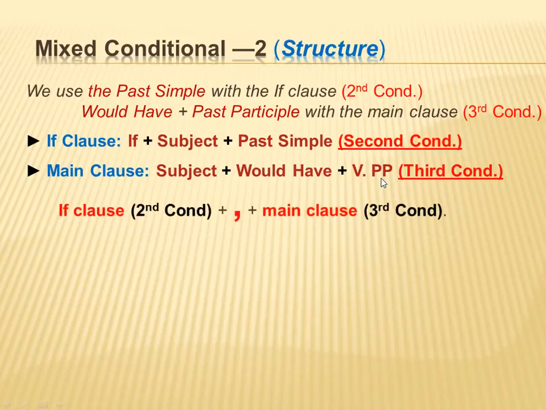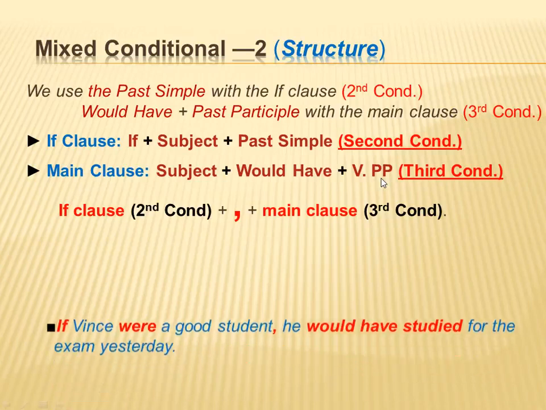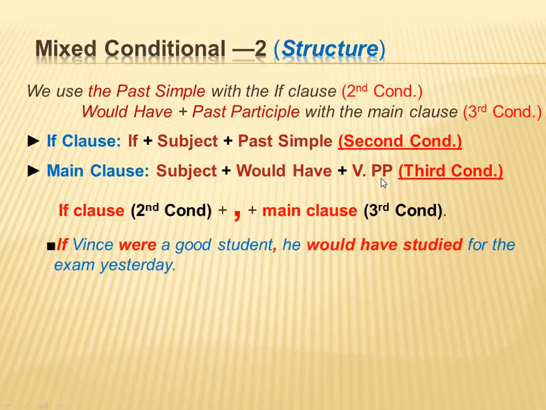And the if clause is the second conditional. After that, you have to use a comma plus the main clause in the third conditional. This is an example. If Vince were a good student, he would have studied for the exam yesterday.